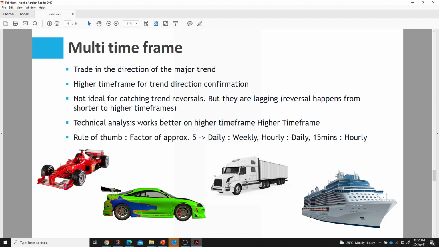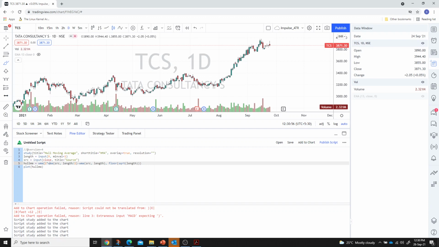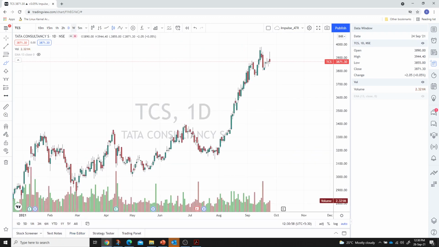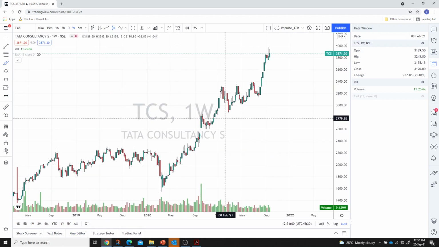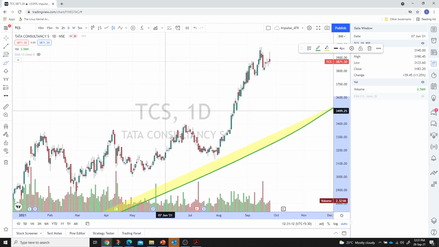Then the rule of thumb is a factor of 5. So when you are in a daily time frame, it makes sense to look at the weekly. Let's say this is my Tata Consultancy chart. I would first look at the weekly. If you look at it, it doesn't make sense to short TCS at all because it is in a confirmed uptrend. Now, if I come to the daily time frame, you will see a different view.